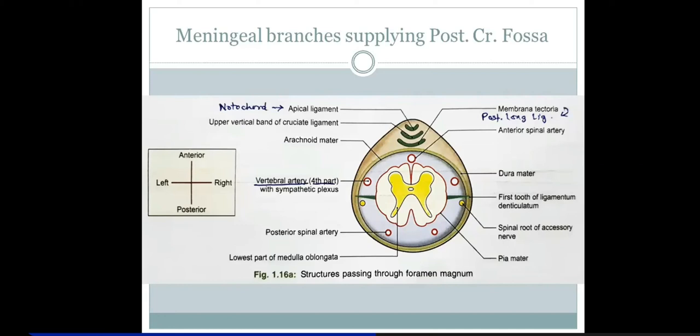In judicial hanging, what is the most common position of the knot? The most common position of the knot is the side of the neck. Very good. And which position of the knot gives sure chances of death? When the knot is in the submental position, there is a 100% chance of death.